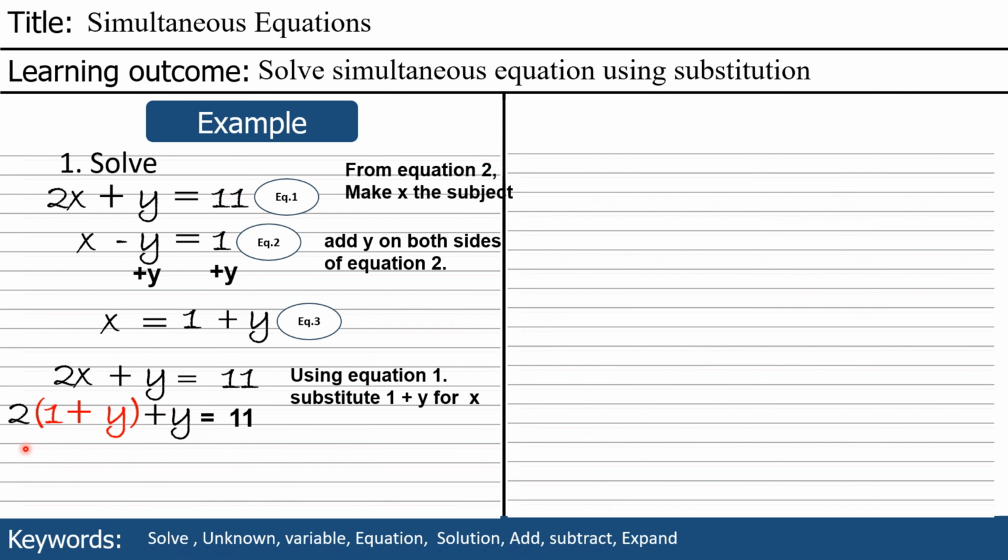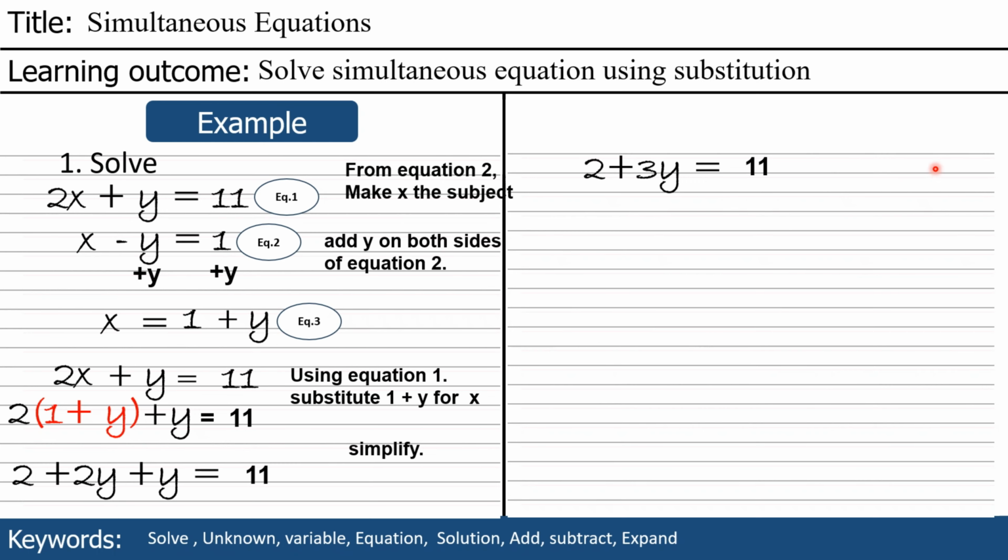Now we have to expand the bracket. 2 multiplied by 1 is 2, and 2 multiplied by y is 2y. Then remember to add your y, and this equals 11. Now remember, 2y add y is 3y. So on the left hand side, we're left with 2 add 3y, and 2 add 3y equals 11.